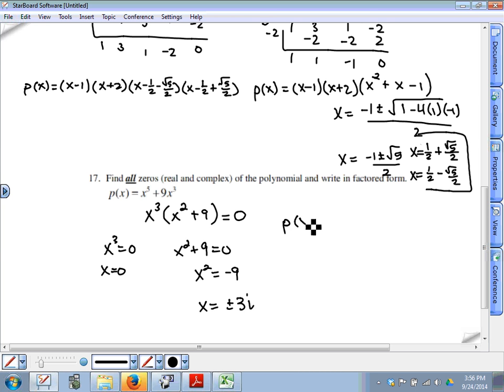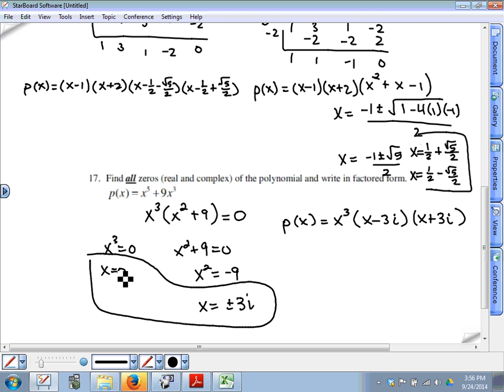So then in factored form, it's x to the third times x minus 3i times x plus 3i. And then these would be the zeros right here. Now, you know, you got to think there are supposed to be 5 zeros. This is 2 zeros right here. This appears to only be 1 zero, but it comes from the factor x to the third, which has multiplicity 3. So this really counts as 3 zeros, with the other 2 zeros making 5.